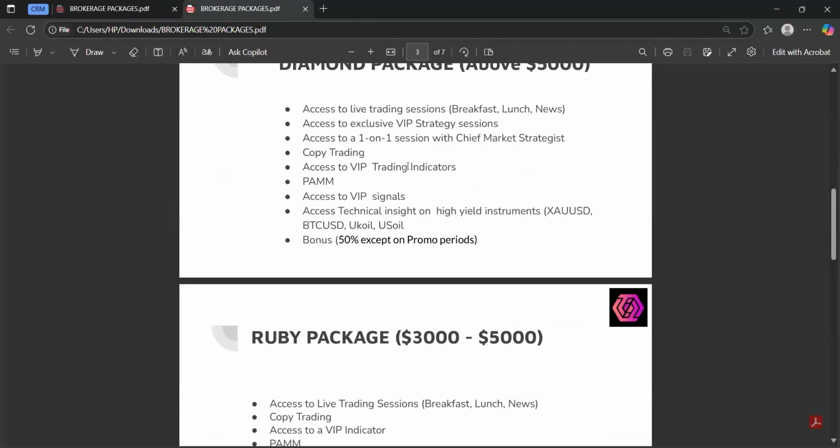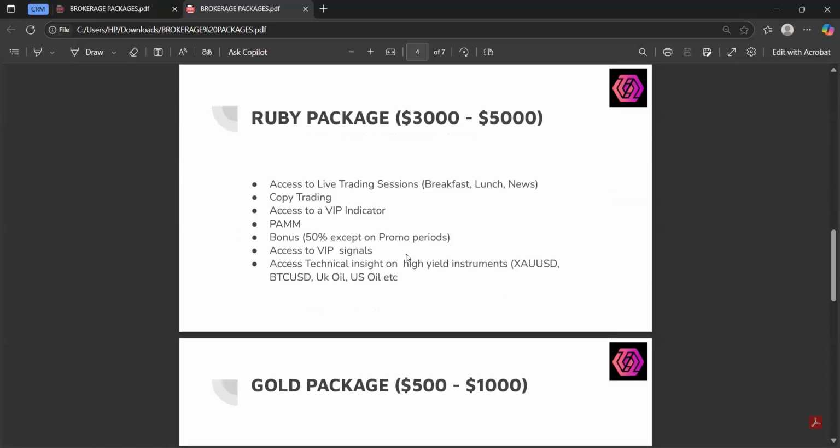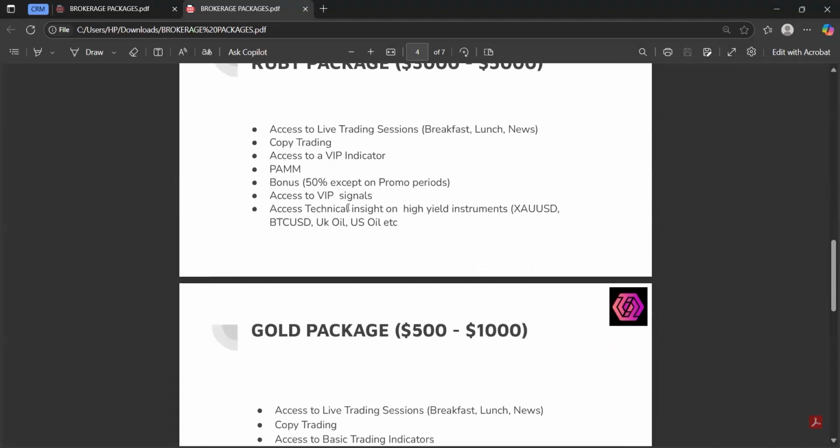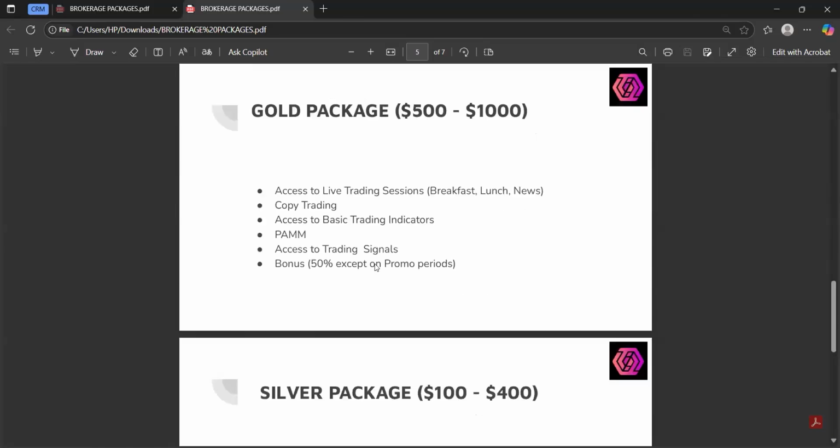You have access to the indicators, access to VIP signals, and access to technical insight on high yield instruments like gold, oil, and BTC. Now on the Ruby package, you have access to all of the high yield instruments. You have access to everything on the Diamond package except the one-on-one session. So you get the VIP indicator, breakfast, lunch, news, and the same access to high yield instruments, just except the one-on-one, where you can probably ask questions. I hope you understand. I'm trying to wrap this up quickly.